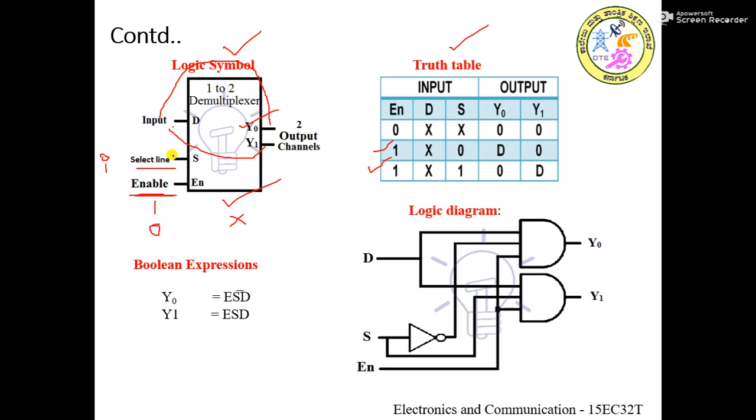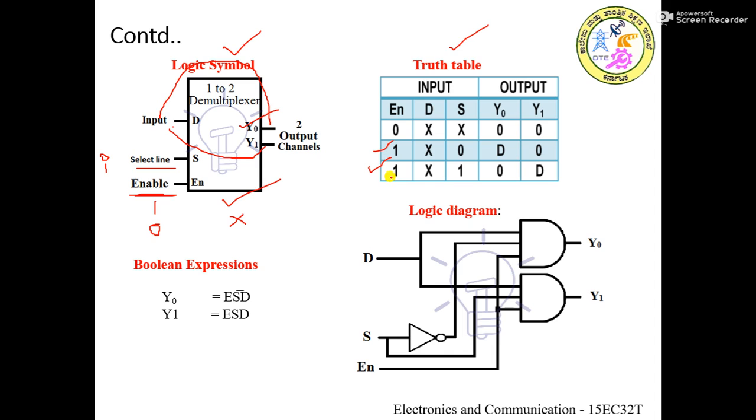Now depending on the content of the select lines, one of these output lines is selected and the input information is routed on it. With enable pin equal to 1, D may be 0 or 1. If the select line is 0, then y0 is selected and the information D will appear on y0. So for y0 we wrote D. y1 is not selected, so its content will be 0.